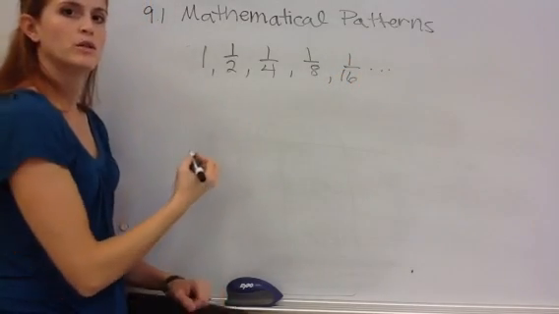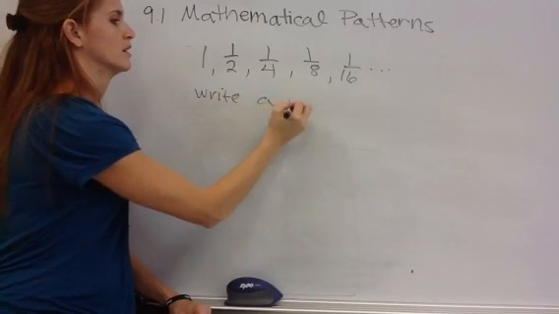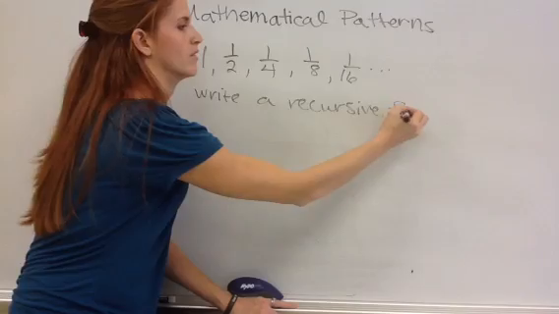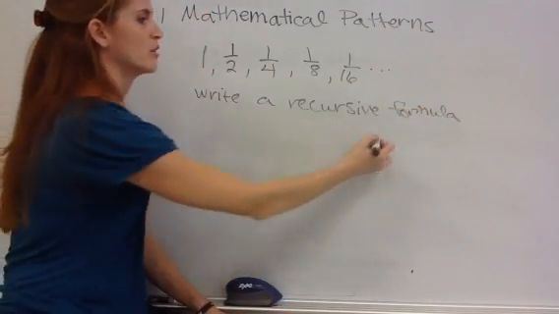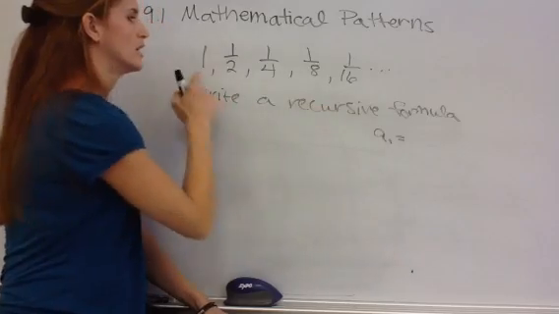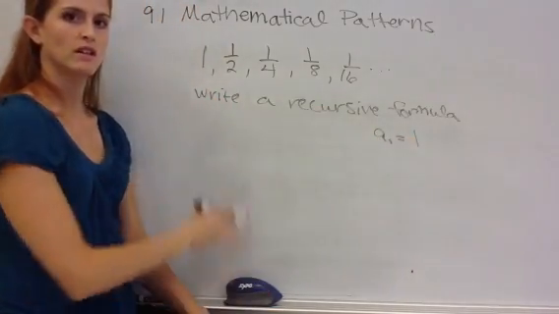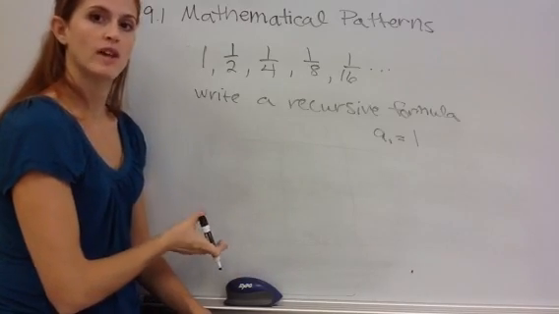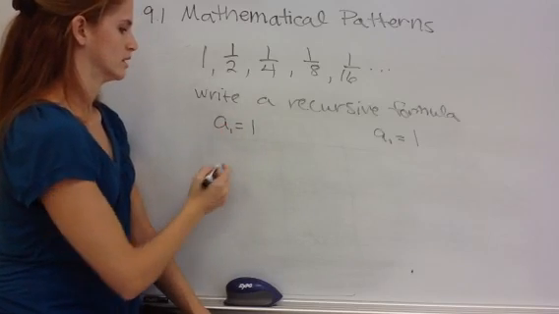What we're going to want to do for this one is write a recursive formula. So what we want to do is start with a sub 1. A sub 1 is just going to be 1. So this is the first part of my formula. Over here I'm going to do the work to find out what my formula is in terms of a sub n. So a sub 1 is 1.